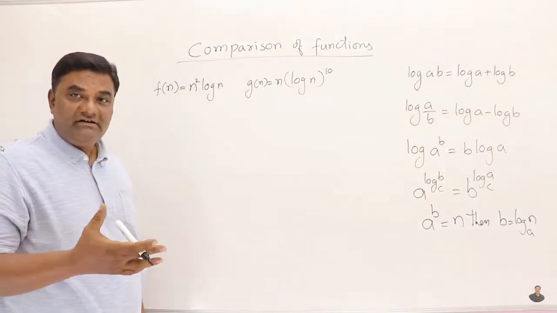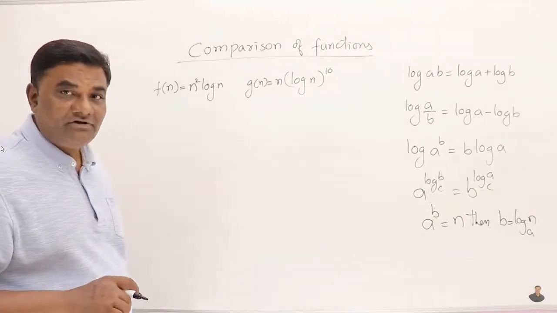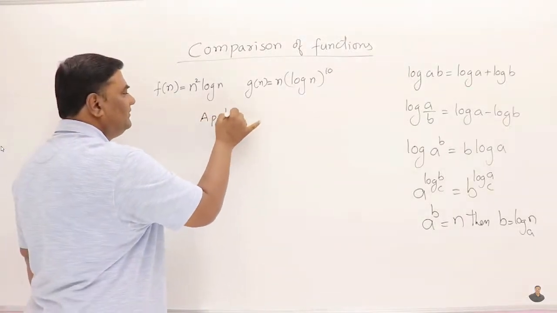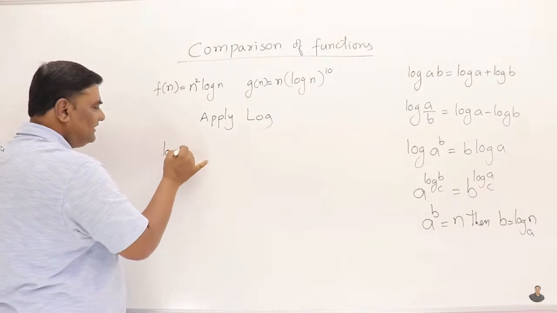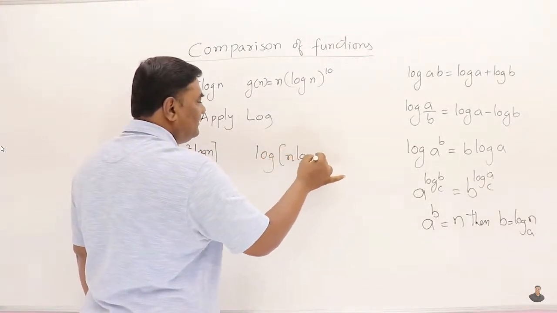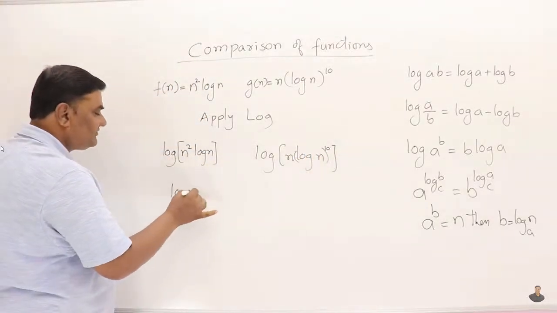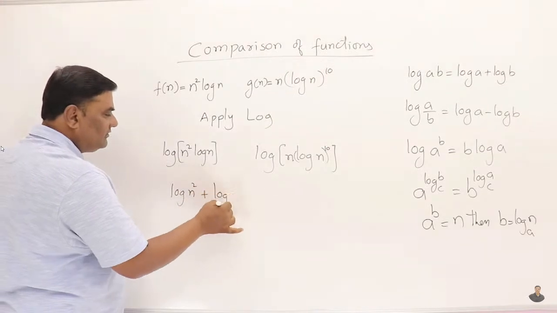If you are able to judge which one is greater, then no need to do anything. If you are able to judge it perfectly, fine. Otherwise let us compare and find out by applying log. Apply log. So this is log n square log n, and this is log n log n, whole to the power 10. You open this one. This is log n square plus log of log n.